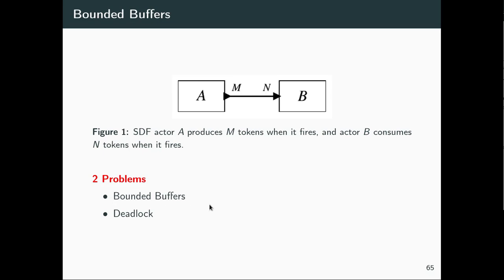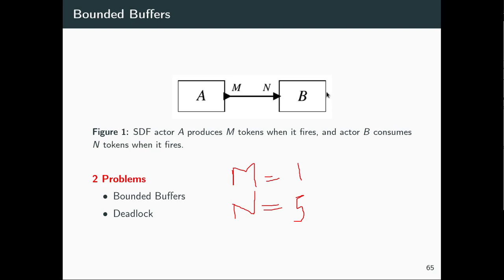So when does a deadlock happen? B requires N tokens for firing, and A produces M tokens. Let's say the value of M is equal to 1, and the value of N is equal to 5. This becomes an issue, because A has to fire 5 times so that B can get 5 tokens so that it can fire. So this becomes a problem when it's actually deadlocked.